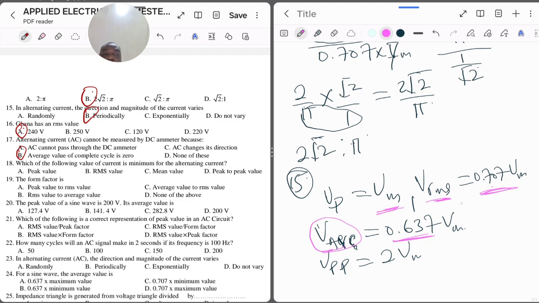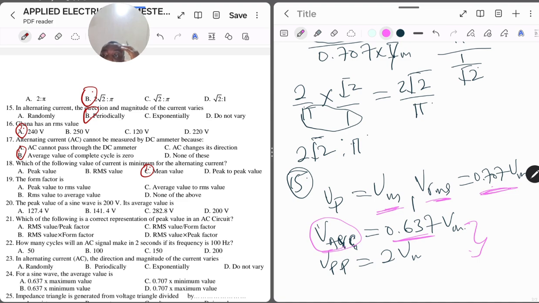Which one is the smallest? You see that the smaller one is going to be 0.637 times the maximum value, which is the mean value. Now if you compare this to the peak to peak, which is twice the maximum, the minimum, or the smallest value here, is going to be C, right? The mean value.